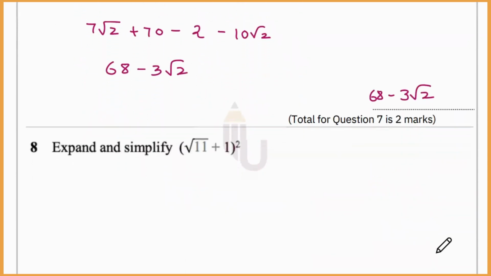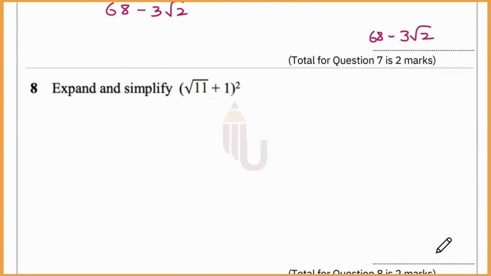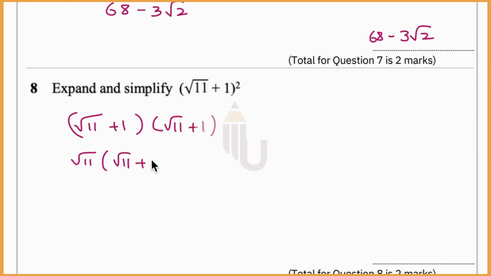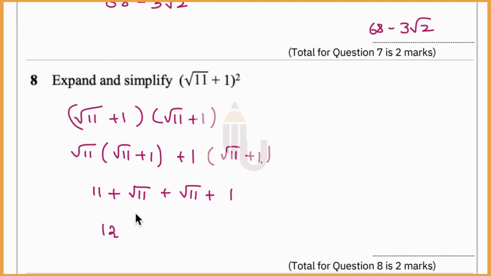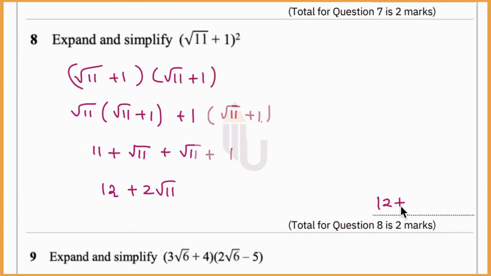Next question. Now here we have two options. Either we can use the identity a plus b whole square, or we can simply write root 11 plus 1 times root 11 plus 1. Okay, and then we can just multiply the brackets and do the same thing what we have done in earlier questions in this video. So root 11 times root 11 is 11, plus 1 root 11, plus 1 root 11, plus 1. 11 plus 1 is 12. Root 11 plus root 11 is 2 root 11. Okay, so 12 plus 2 root 11 is our final answer.